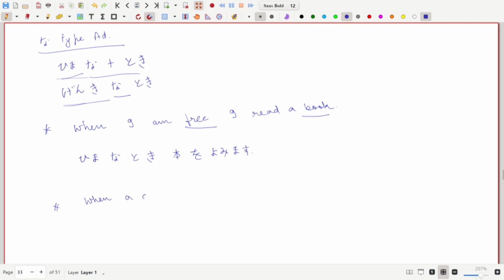When a child is healthy, he plays. So kodomo is child. Kodomo ga genki na toki asobimasu.